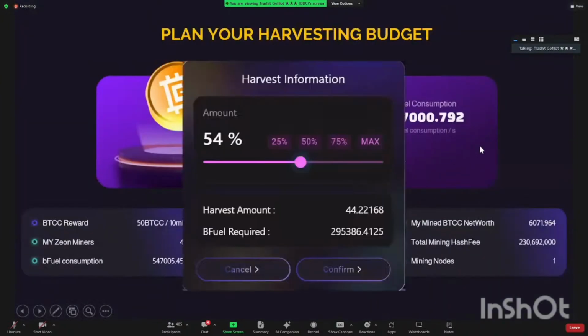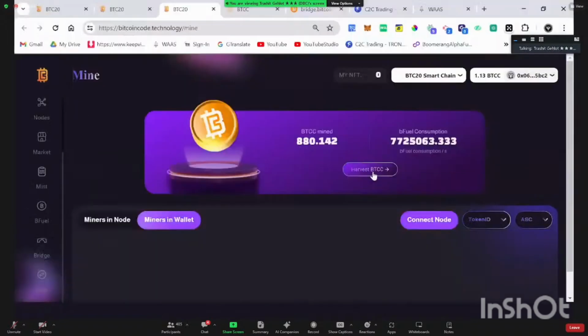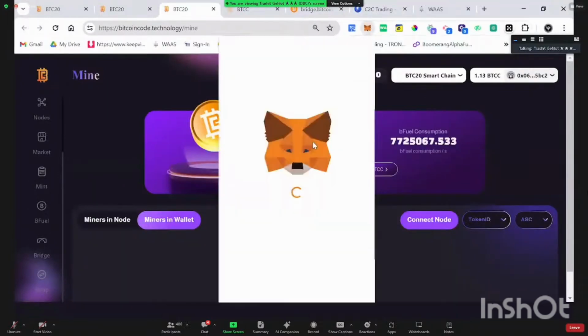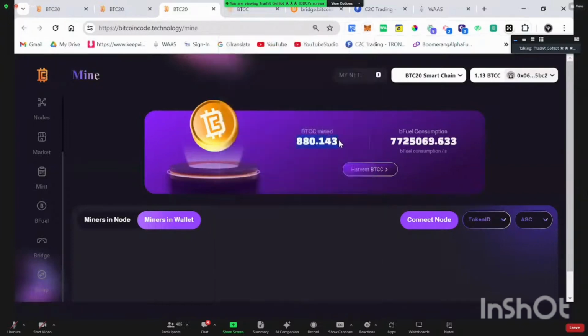So the cost of harvesting is in terms of B fuel, and the best is that you don't need to pay it upfront, and there is an option also to harvest partially. So I hope you all are clear with what harvesting means. Like this 880 BTCC is available on my mining app, and on the wallet it is almost 1.13 BTCC. So this 880 BTCC practically is worthless to me unless and until I'm harvesting it.